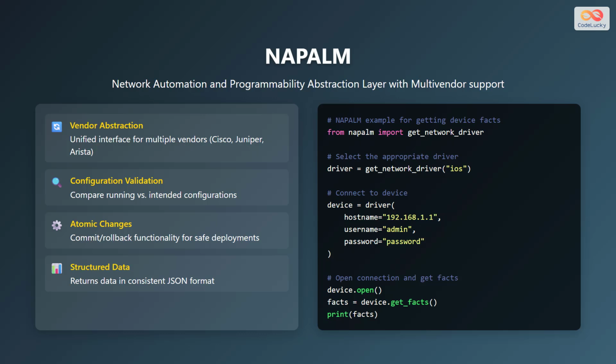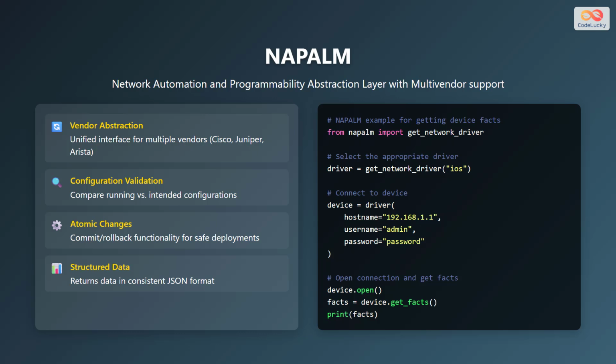NAPALM, short for Network Automation and Programmability Abstraction Layer with Multi-vendor support, provides a unified interface for multiple vendors like Cisco, Juniper, and Arista. It offers configuration validation, comparing running versus intended configurations, and supports atomic changes with commit and rollback functionality for safe deployments. It also returns data in a consistent JSON format.